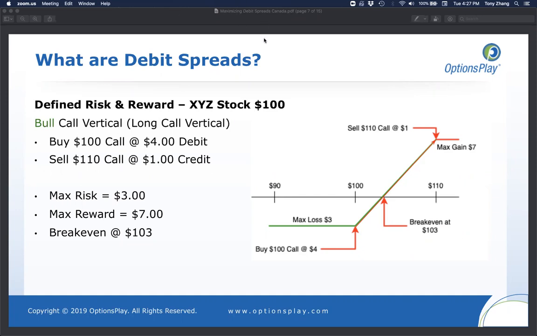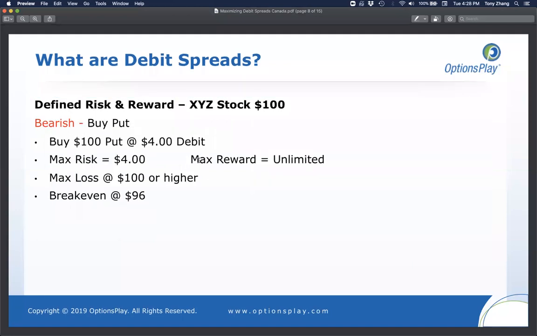And if we're wrong, we're actually risking less money on that trade than if we just simply bought a call option. Conversely, on the put side, if you were bearish on stock XYZ, it's absolutely the same thing. So now, instead of being bullish, you're bearish on the trade, and you buy a put option. So in this example, let's say we bought a $100 put and we spent $4 for it. Our max risk is $4. Our max reward is unlimited.